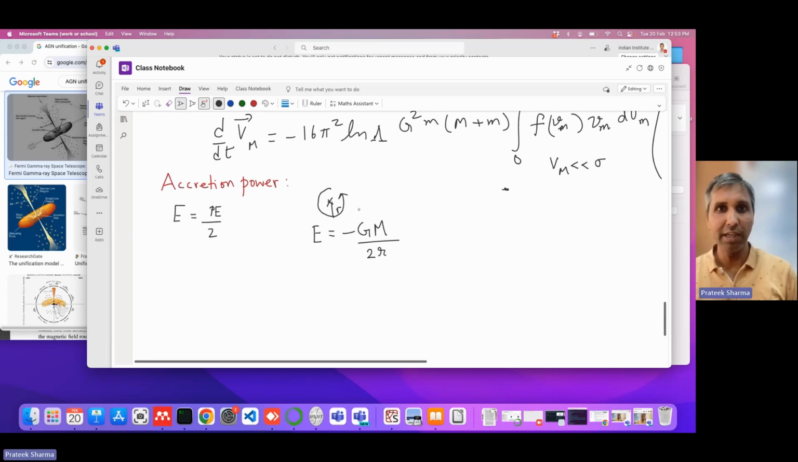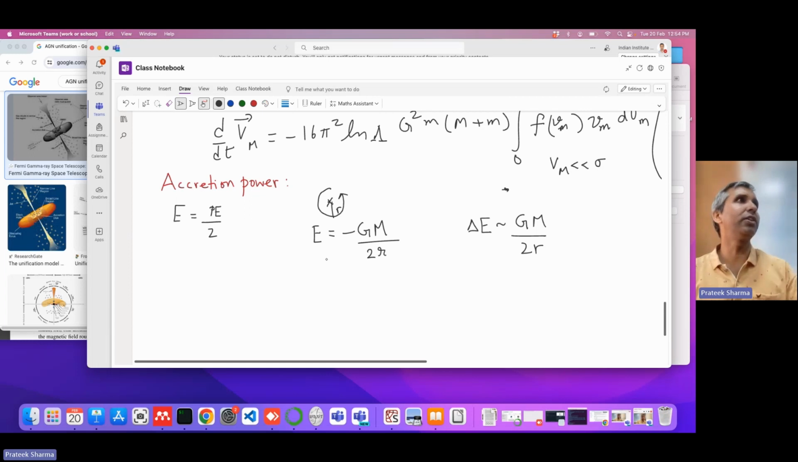Now, initially when the particle was at infinity, it had 0 energy. So the energy that is in principle available for you to radiate away is what will facilitate this infall of matter. This energy per unit mass is just GM by 2r.